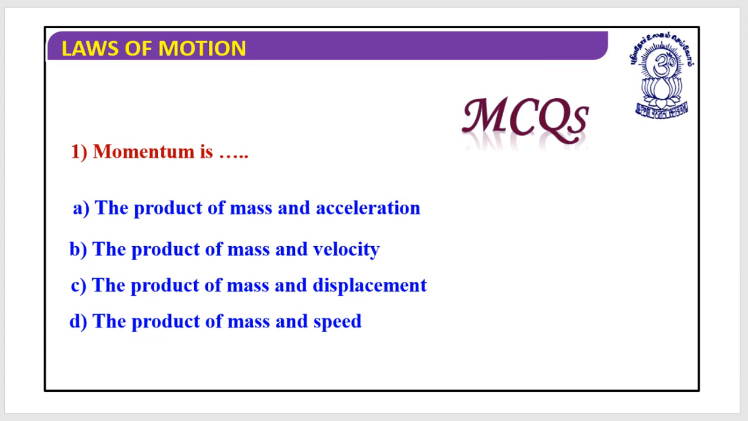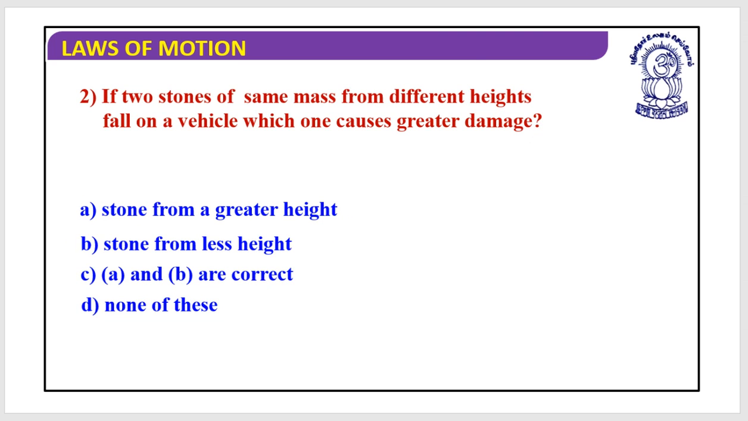Let's have a look at certain MCQs. Momentum is a product of mass into acceleration? No. It's a product of mass into velocity. The product of mass into displacement? No. The product of mass into speed? You cannot say speed because momentum is a vector, not a scalar quantity. Product of mass into acceleration is a force. Product of mass and displacement is nothing. And product of mass and speed we cannot define. I hope these things are clear. Great.